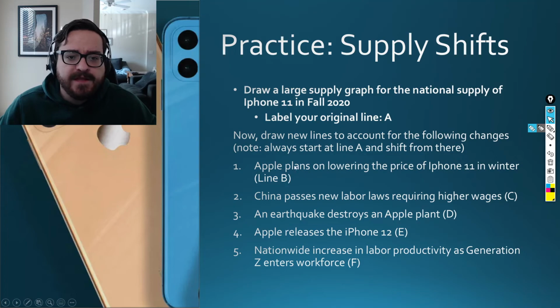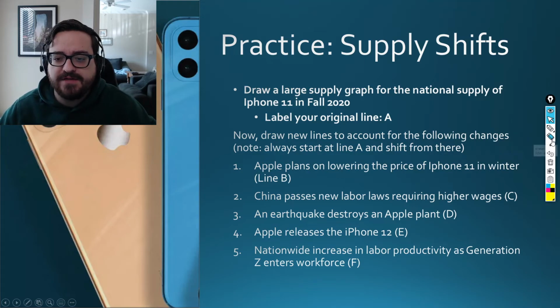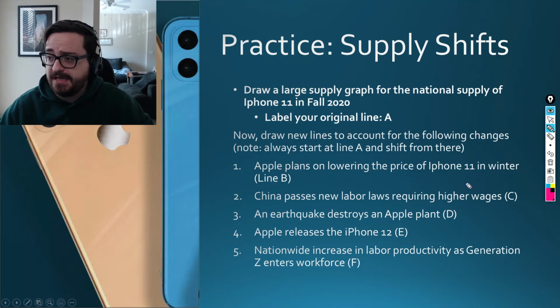So if we're looking at the supply of iPhone 11s in fall of 2020, and Apple's planning on lowering the price of iPhone 11 in the winter, because they do that, right? They start to lower them around winter every single time. What'll happen to the supply of the iPhone 11? Well, if they plan on lowering the price in the winter, they're going to try and sell it when? Right now. If it's going to get cheaper in the future, they'd rather sell it now. So the supply, again, is their desire and ability to sell or produce and sell. They're going to want to sell it more right now.